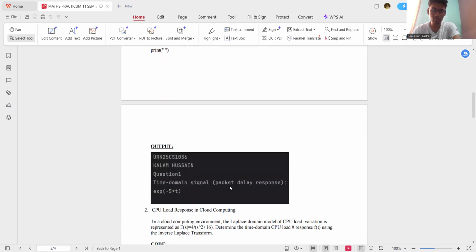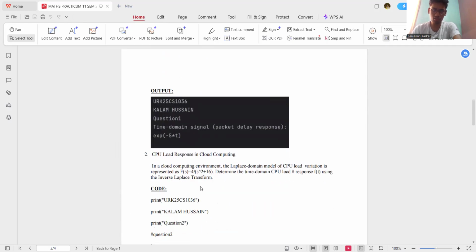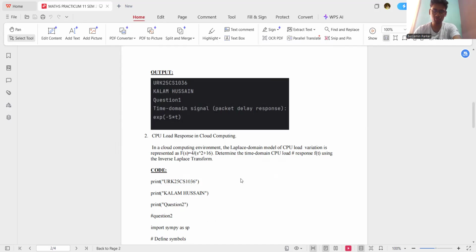On to the output, which determines the time domain signal as exponential of minus 5t. And on to the second question, which is CPU load response computing.